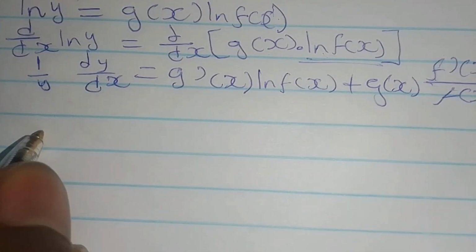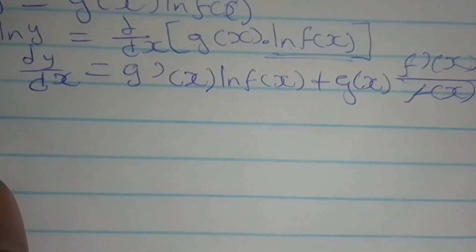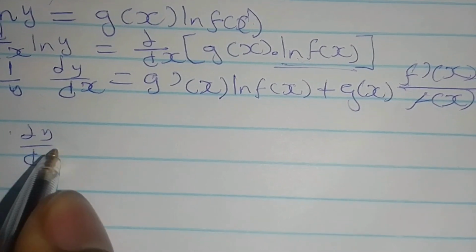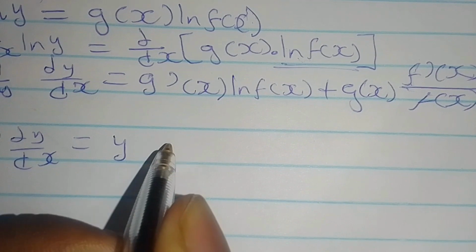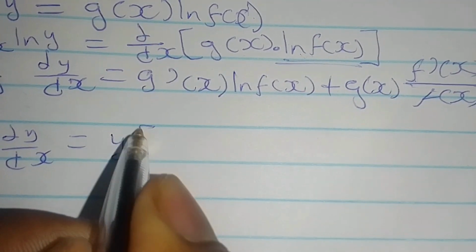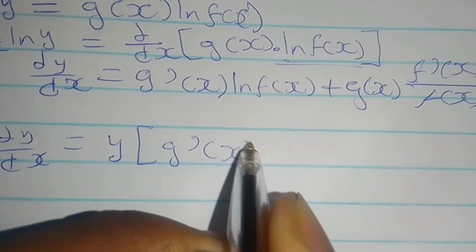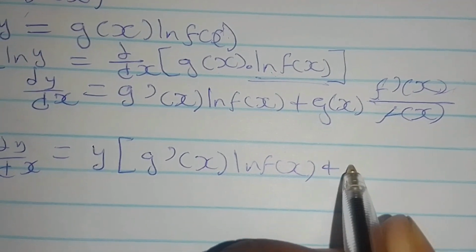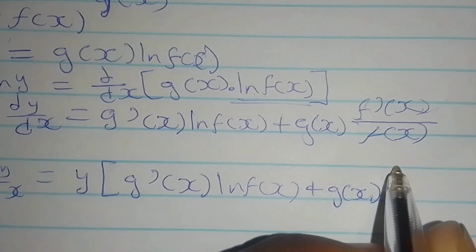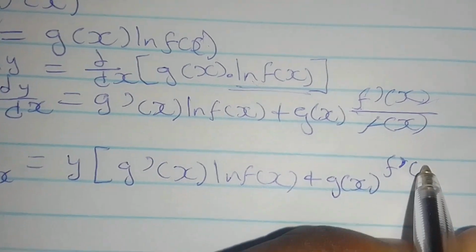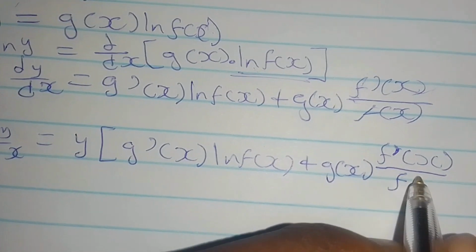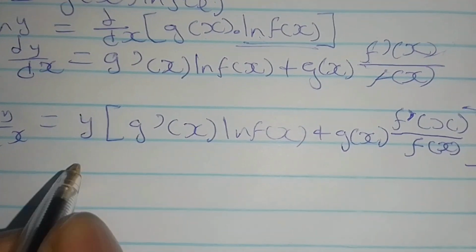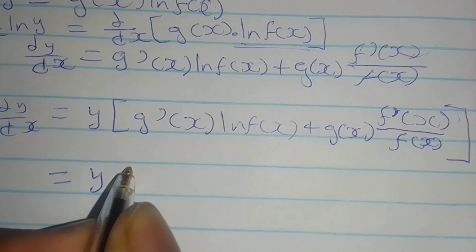So what this means is that if I multiply both sides by y, I'm going to have dy over dx equals y times g prime of x times the natural log of f of x, plus g of x multiplied by f prime of x divided by f of x. So that's what I'm going to have. Now, I'm going to have y.